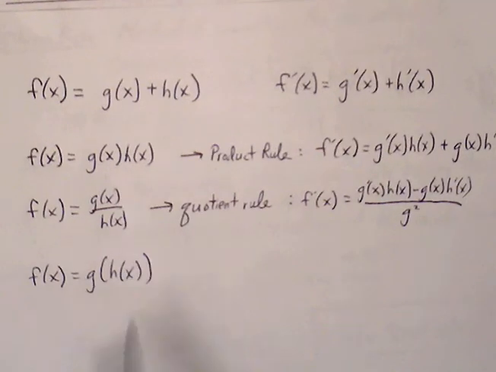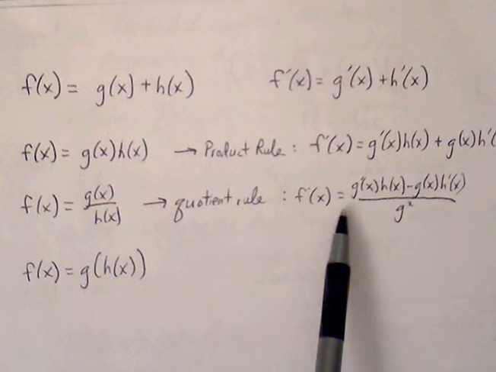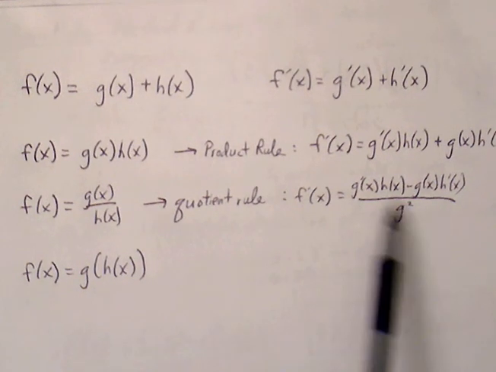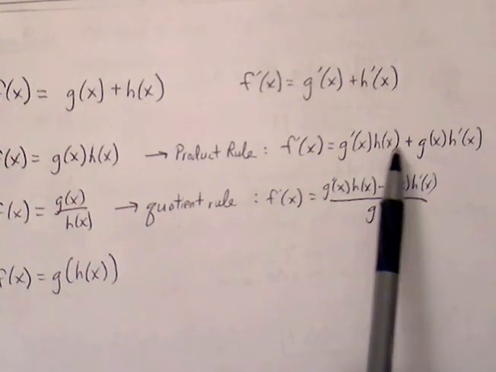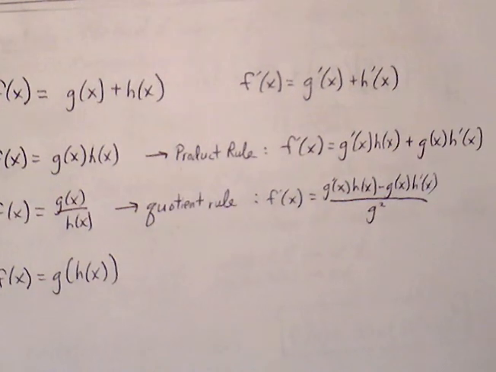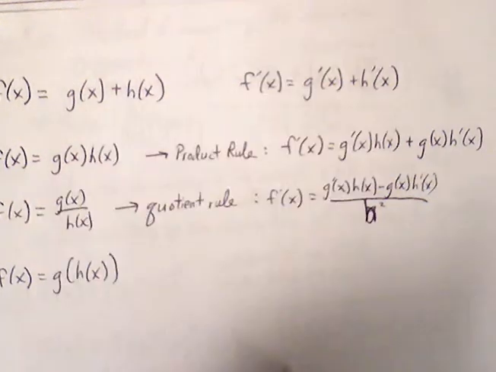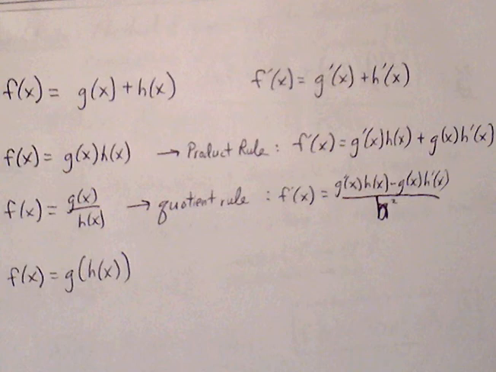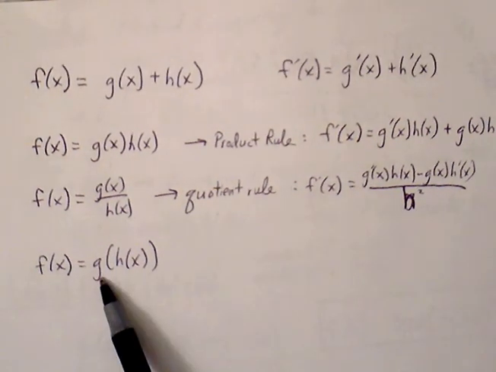And if we have two functions that are being divided by one another, we have quotient rule, which is g prime of x times h minus g of x times h prime, all over h squared. So basically it's going to be the product rule, but then we change the sign from plus to minus, and then we also have a denominator squared. Okay, denominator squared.